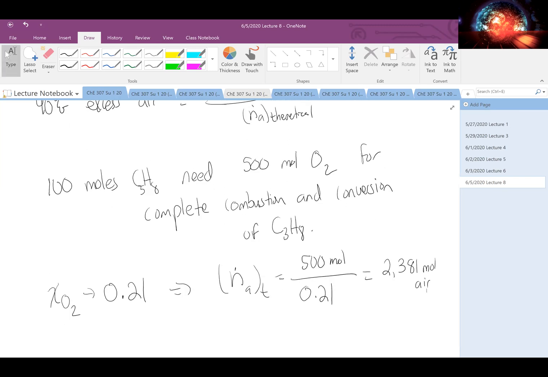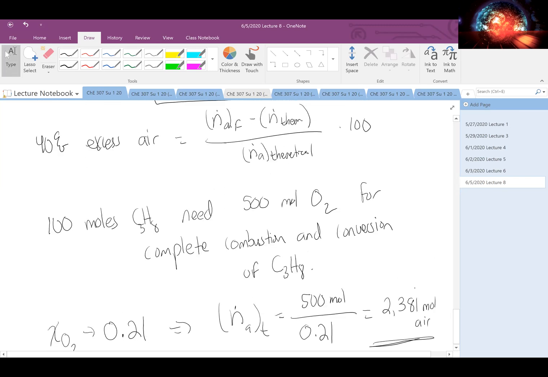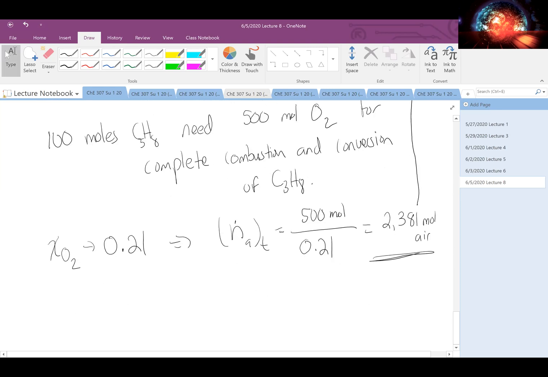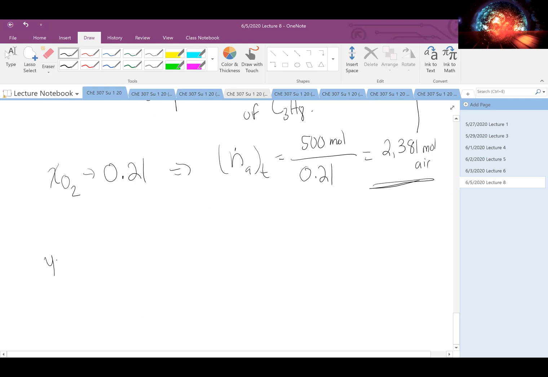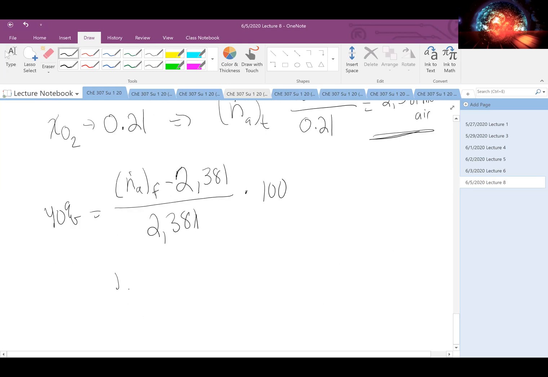Knowing my theoretical now, I can plug that back in here to find my actual feed flow rate. I can say 40% is equal to N air feed minus 2,381, over 2,381, times 100. So what is my actual air feed flow rate?